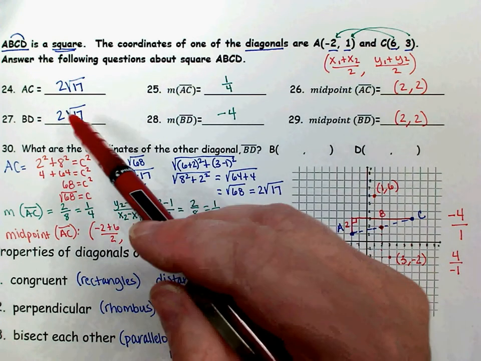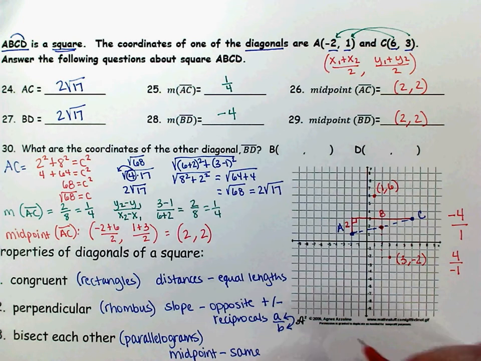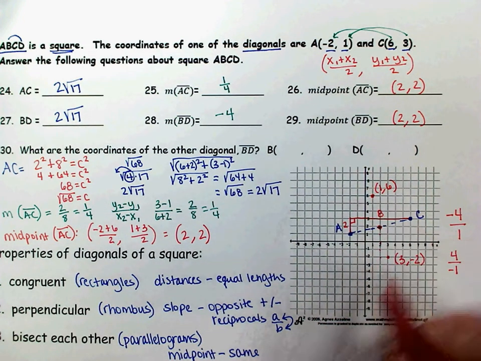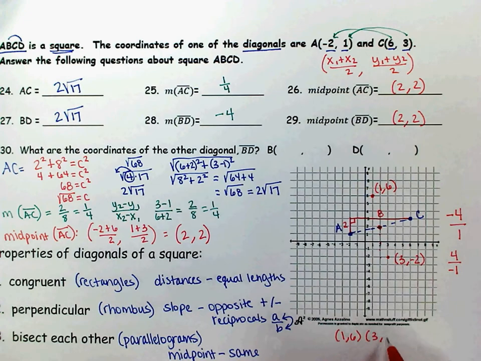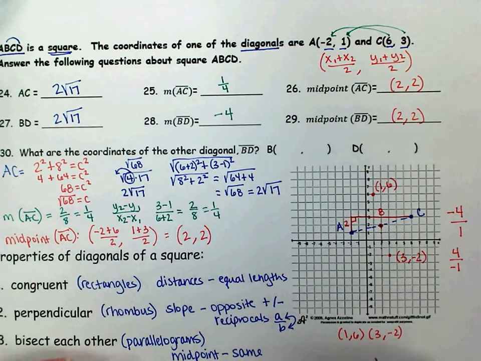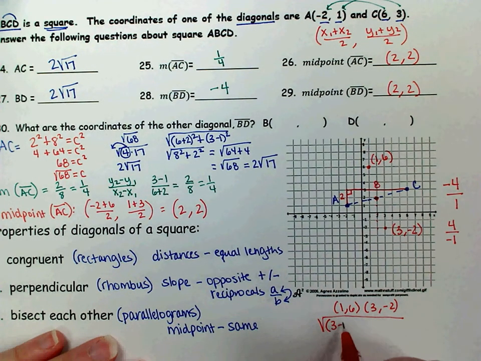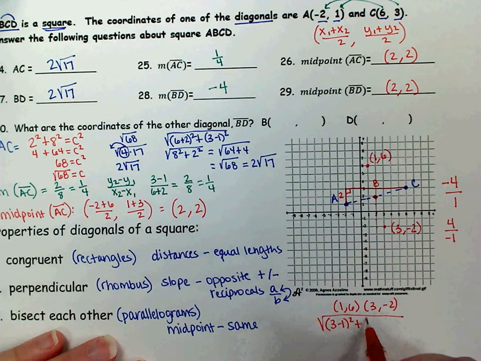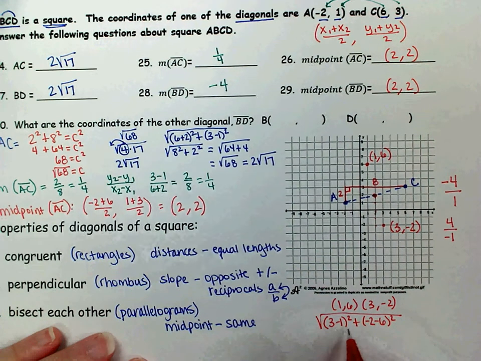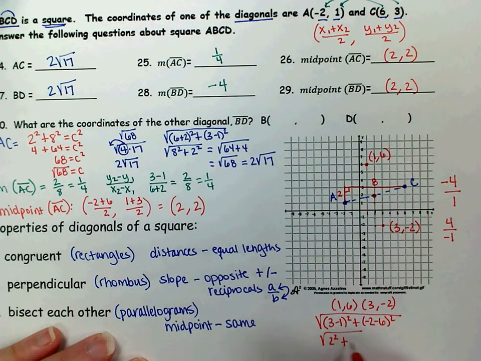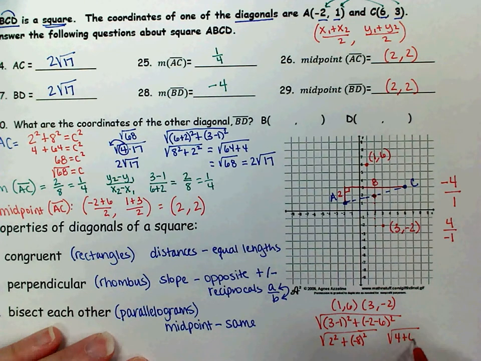Now I can verify that it also has the same distance as AC by finding the distance between the points (1, 6) and (3, negative 2). So I can use the distance formula here and find the square root of the difference in my x's squared plus the difference in my y's squared. So 3 minus 1 is 2, so I have 2 squared, plus negative 2 minus 6 is negative 8 squared. So 2 squared is 4. Remember, anytime you square a number, it's positive. Negative 8 squared is positive 64. Negative 8 times negative 8 is 64.